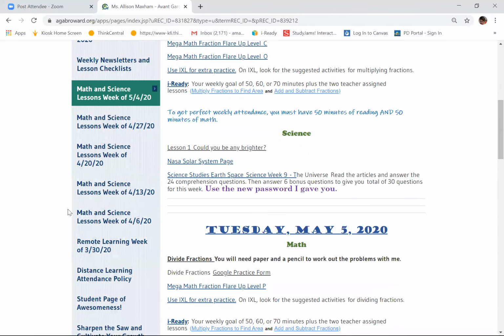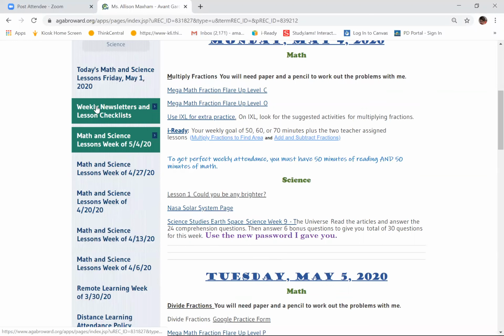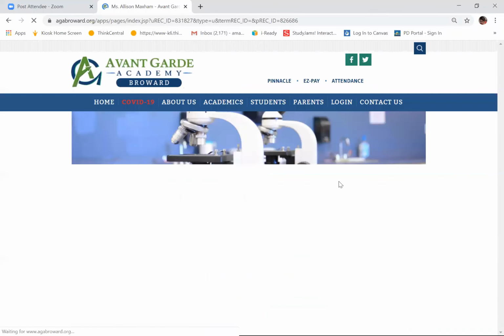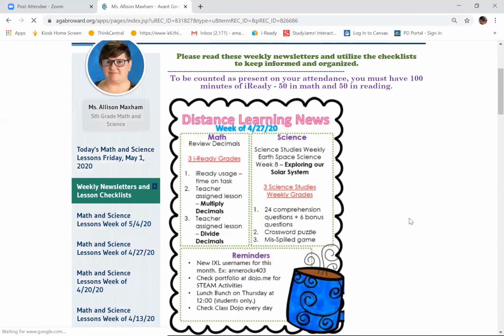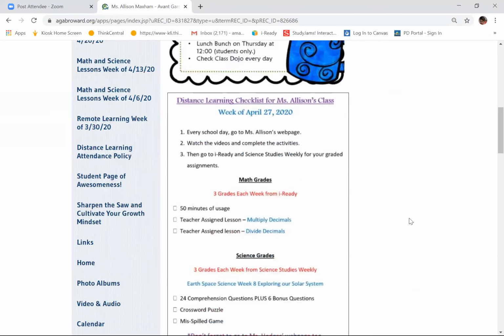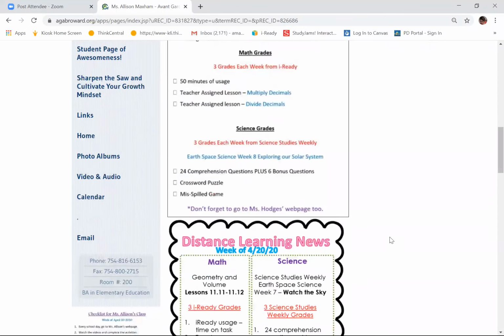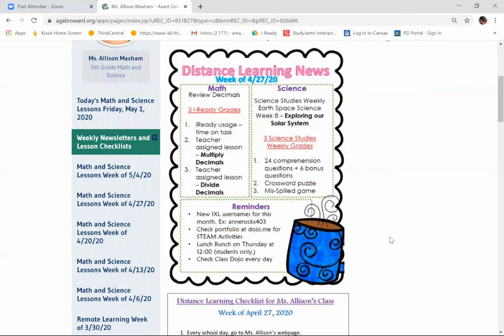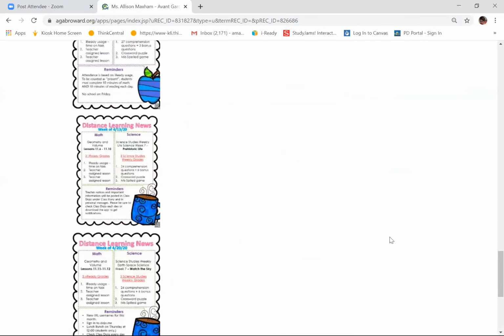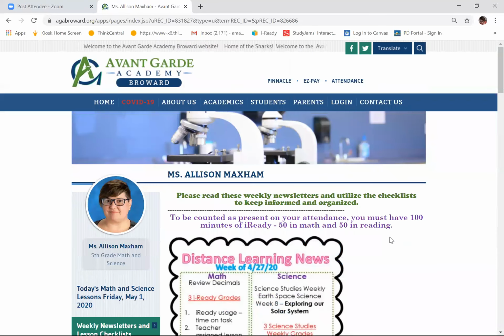Also, another way that I remind you, because I love you so much, is I send you those checklists. Those distance learning newsletters and checklists. Check, check, check, check, check, check, check. All of your checklists, and they're all up here. Look, even the old ones, they're all there. I do it for you every week. So please make sure that you're using these tools to help you. And if you use them now and get into that good habit, you will have that habit in 6th grade, and that's really going to help you when it counts.